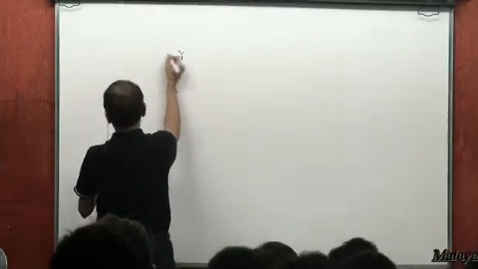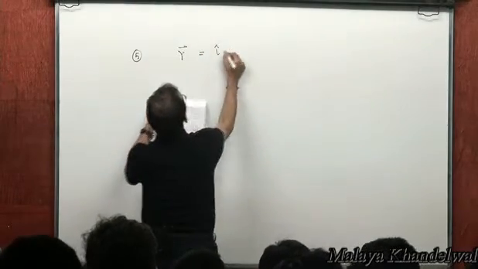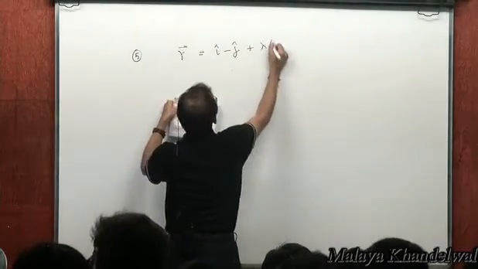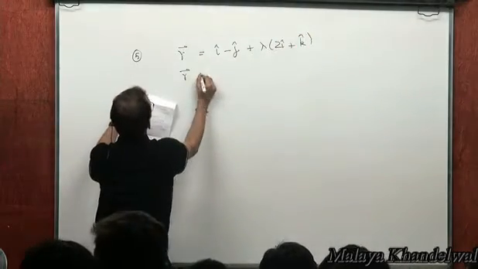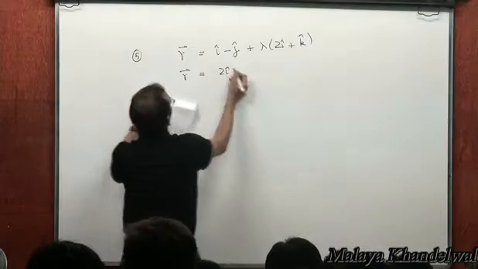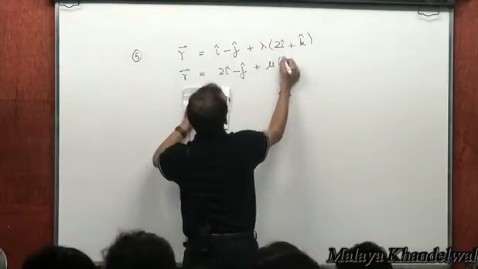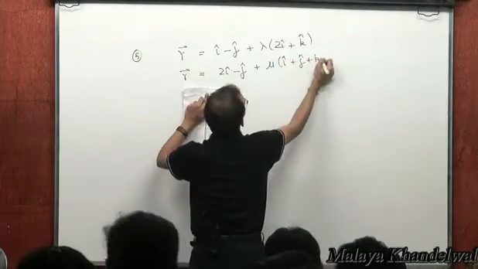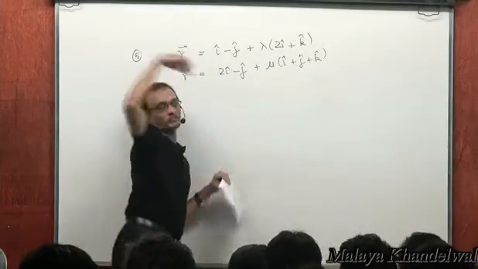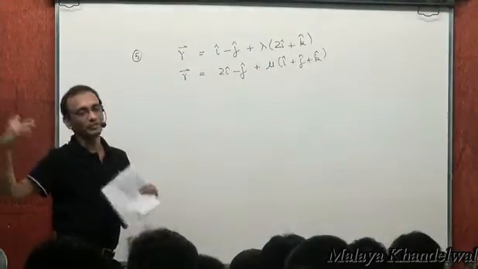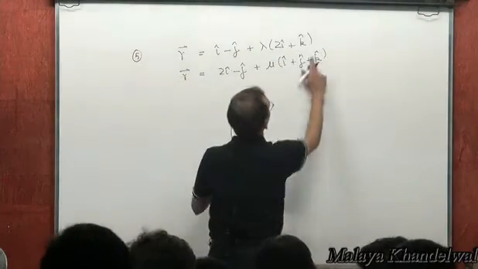The lines, problem 5. There is a line r equal to i minus j plus lambda into 2i plus k, and there is another line, position vector of any point on this line is 2i minus j plus mu into i plus j plus k. I could have used lambda here as well, does not matter, because I vary lambda to get position vectors of different points. So it's not that they have the same lambdas. i plus j minus k, right?